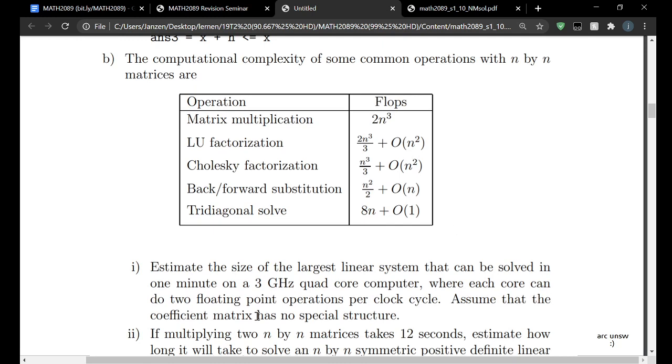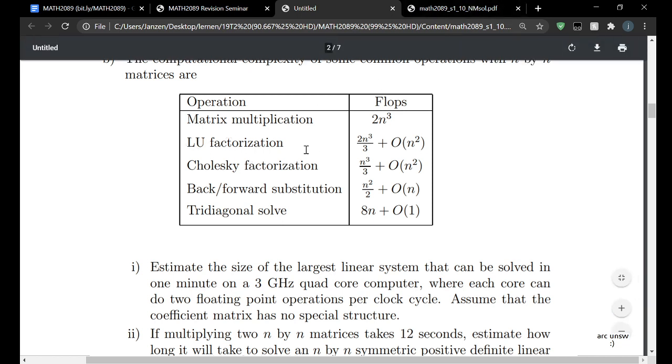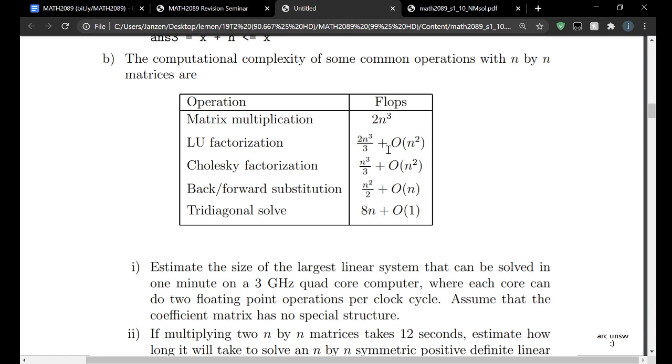Because the coefficient matrix has no special structure, it means that Cholesky factorization may or may not work, so we do have to rely on LU factorization. Again, Cholesky factorization relies on the matrix being positive definite, which not all matrices are. So for LU factorization, the number of flops would be 2n to the power of 3 on 3.